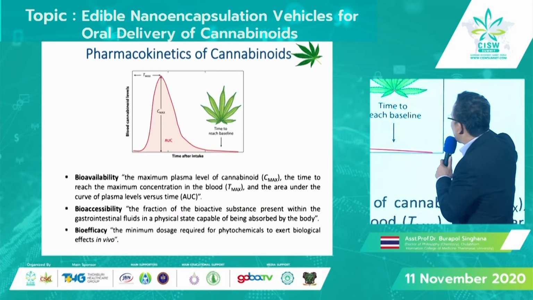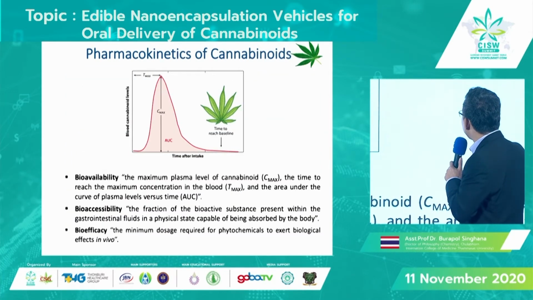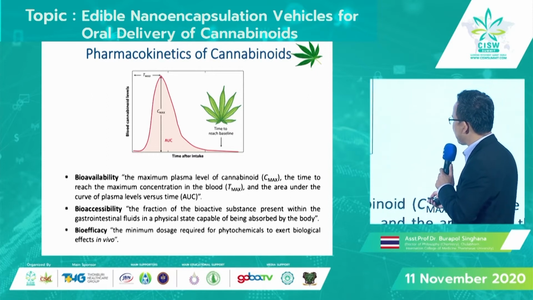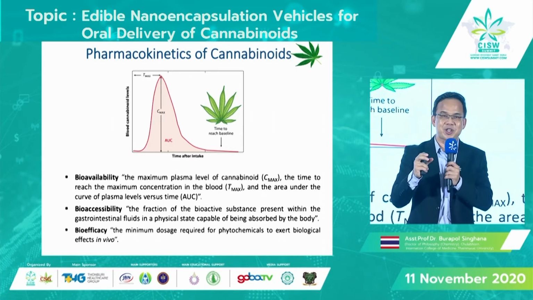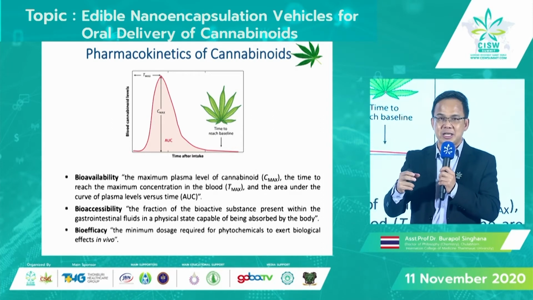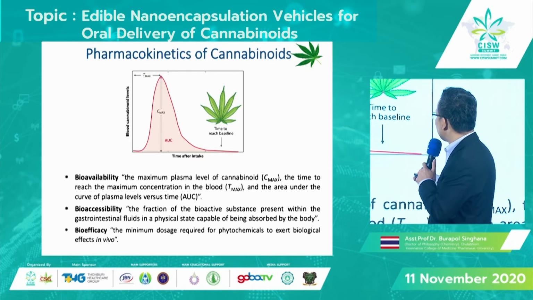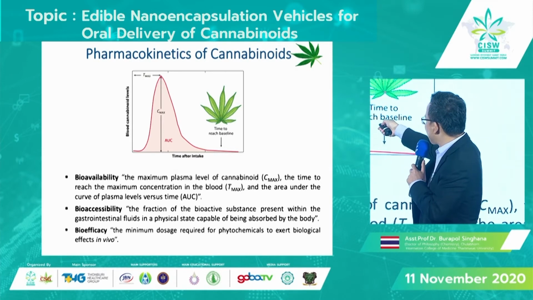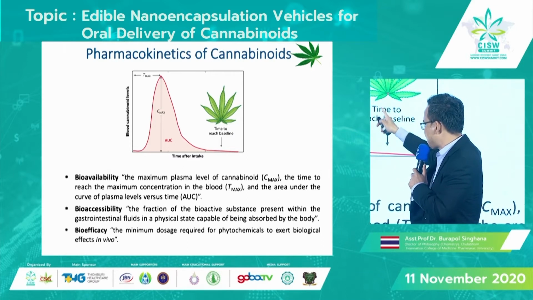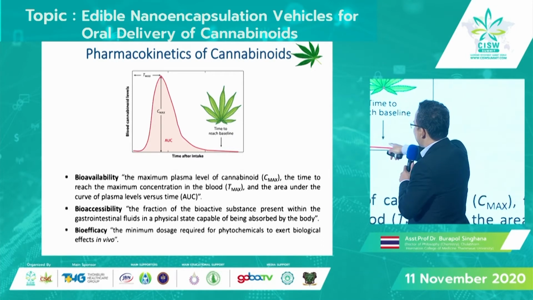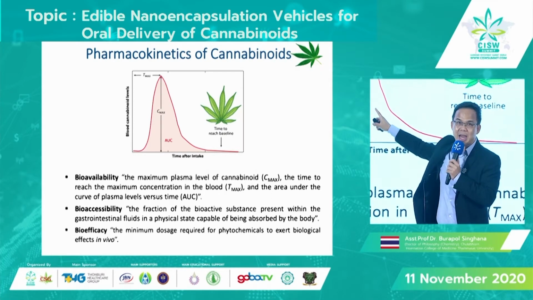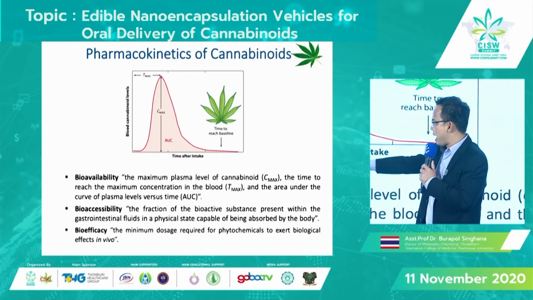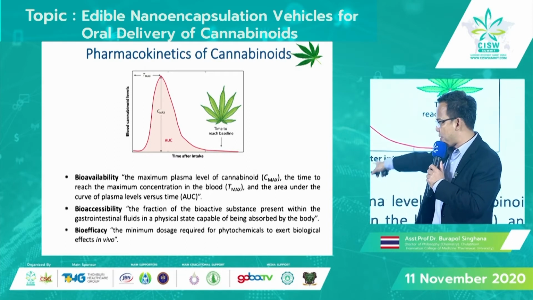So the pharmacokinetics profile of cannabinoids, right? The first thing, if you look at here, you're going to see Cmax and Tmax. Cmax means the highest or maximum concentration of cannabinoids in the blood, right? When you reach this point, how long it takes to reach this position, we call Tmax. And area under the curve, or AUC, here we can calculate or determine. Based on this, you can find out bioavailability, right?